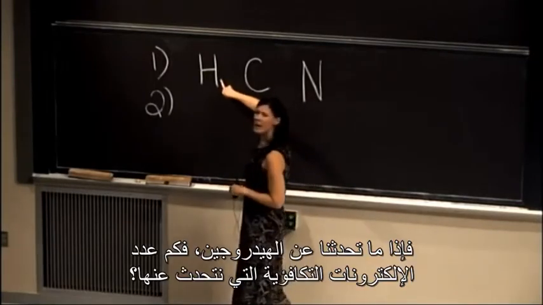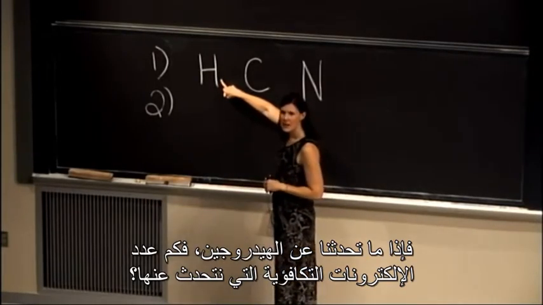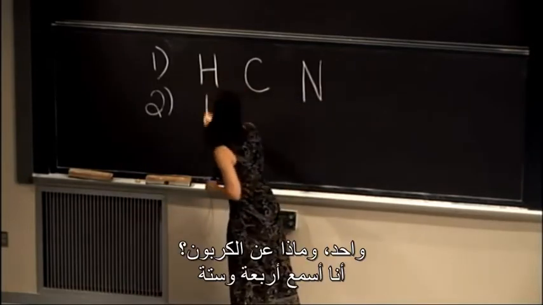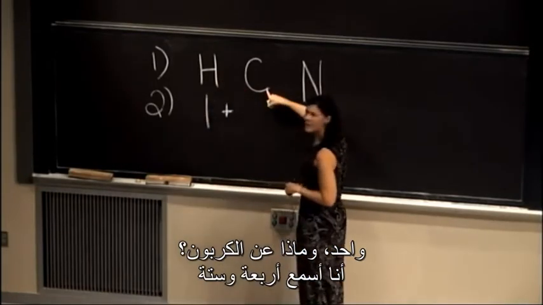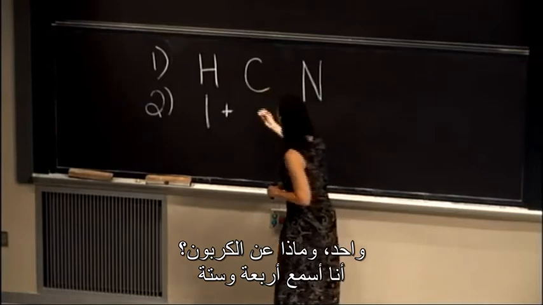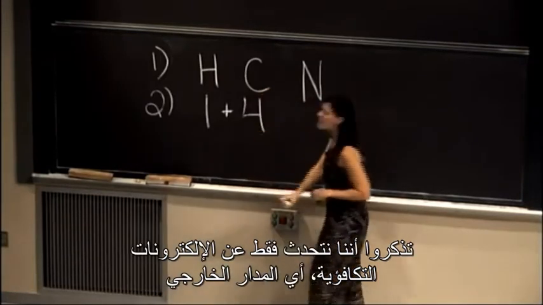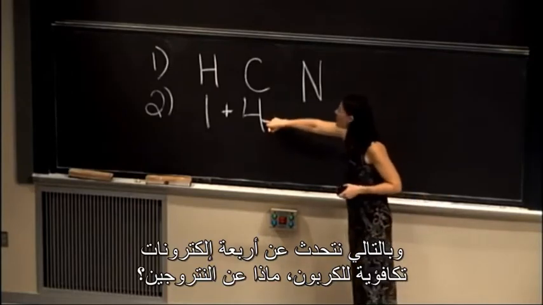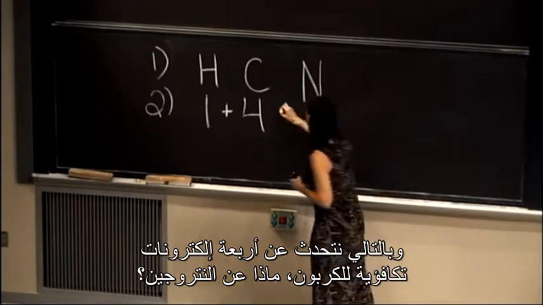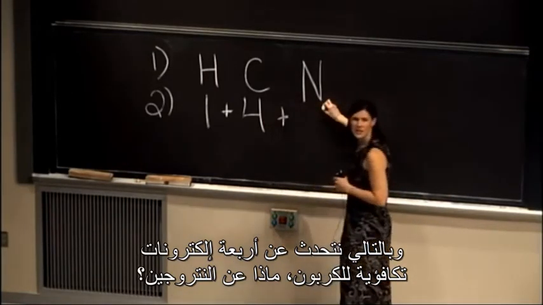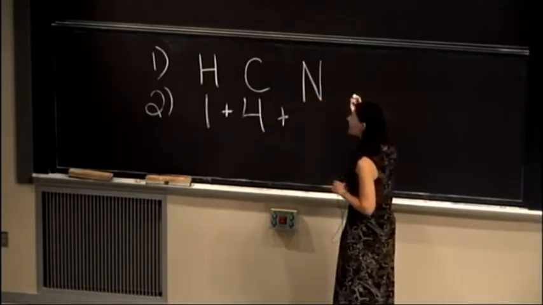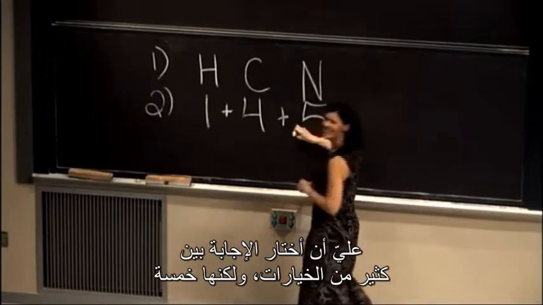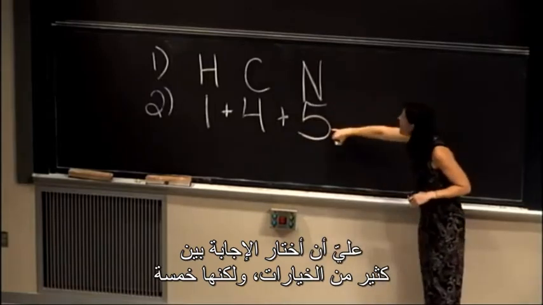So if we talk about hydrogen, how many valence electrons are we talking about? 1. What about carbon? I heard 4 and 6, and remember, we're only talking about valence electrons, so the outermost shell. So we're talking about 4 valence electrons for carbon. And then for nitrogen, lots of options to choose from, but it's 5.